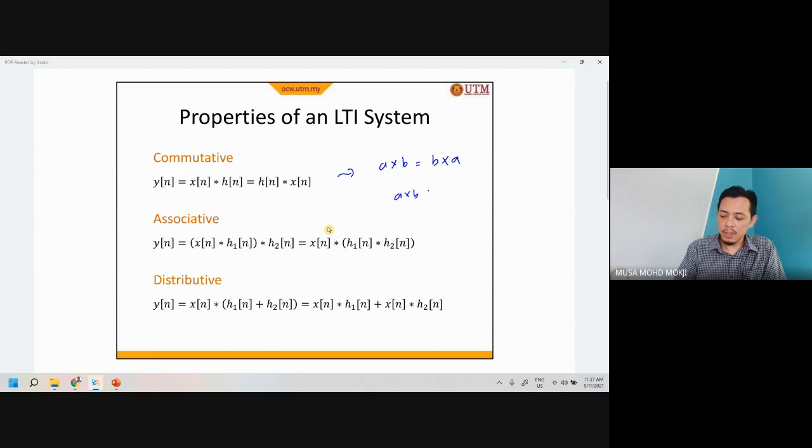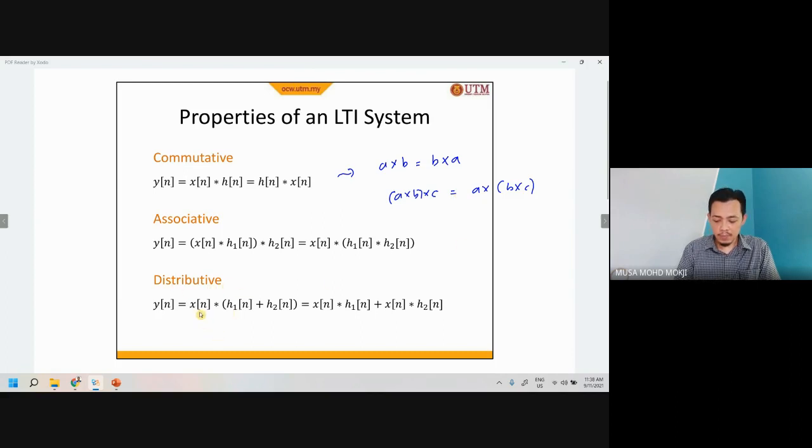A times B times C: either you solve this one first and then multiply by C, or you solve this one first and then multiply to A. So it is the same. All right, and then this is distributive.